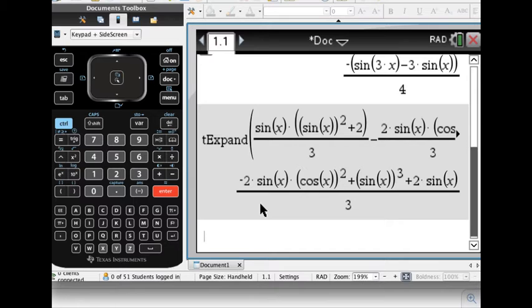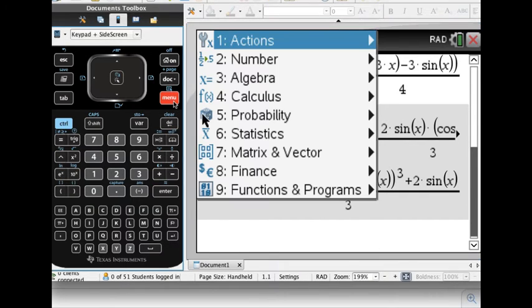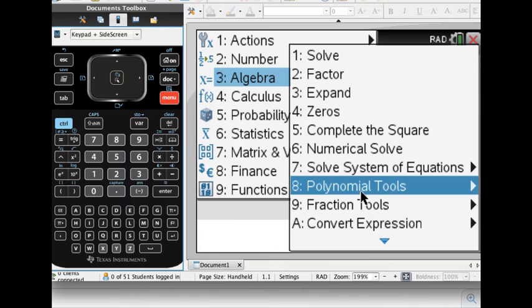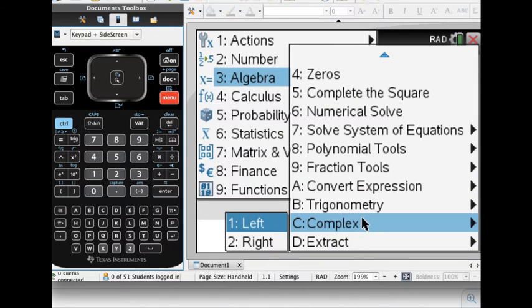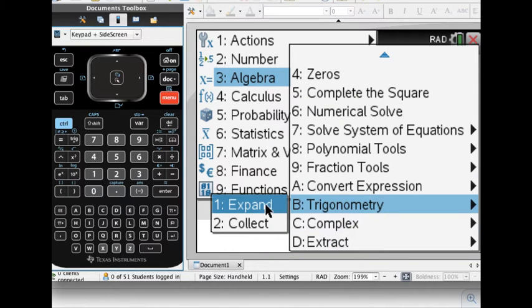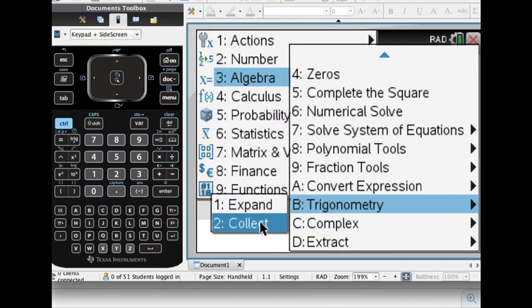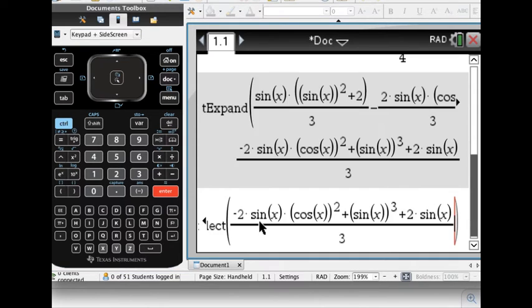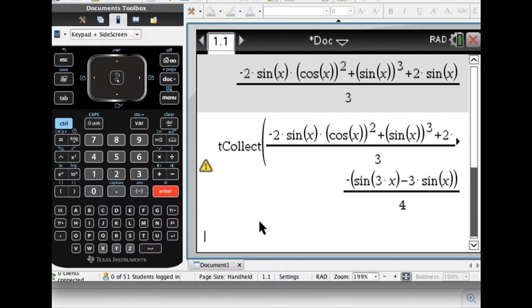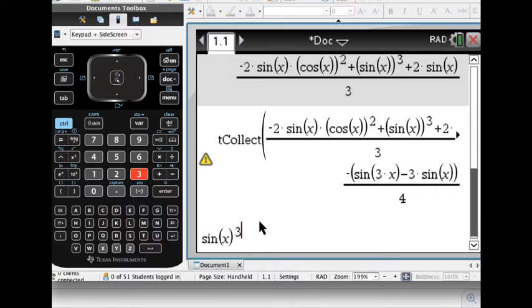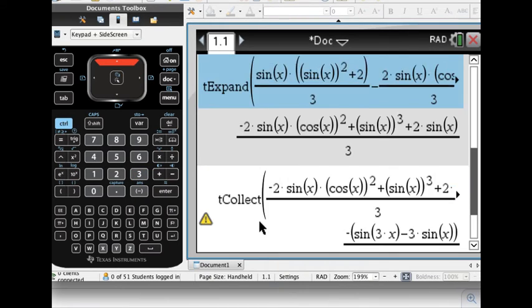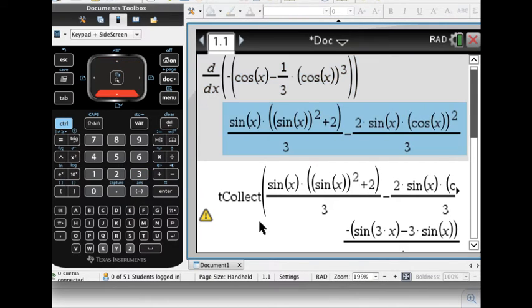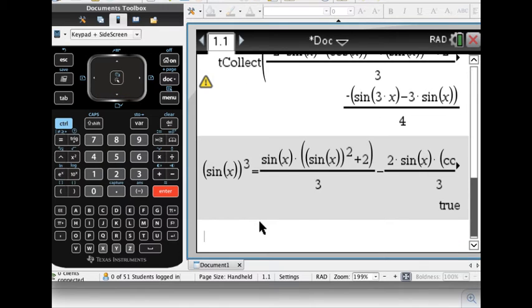Now let's try to collect it. Let's see what happens. I did expand, right? Let's try trig collect on that thing, see if it simplifies it. It's not simplifying it, but let's just try this. Sine of x cubed equals, let's go up and get our original answer. True. So they really are the same.